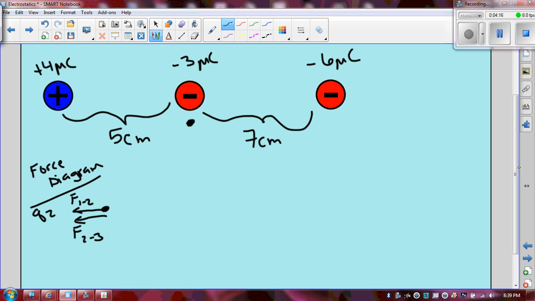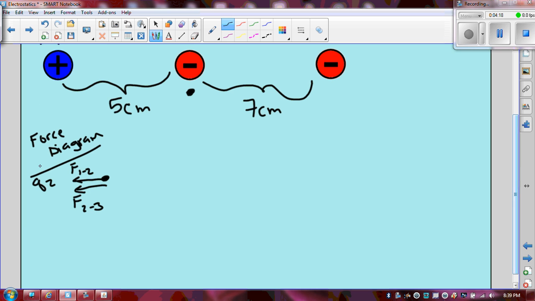And so when we think about my forces, my sum of the forces, or the total force acting on charge 2, is going to be whatever the force is experienced between 1 and 2, plus whatever the force is experienced between 2 and 3. And that's because they're both going in the same direction.